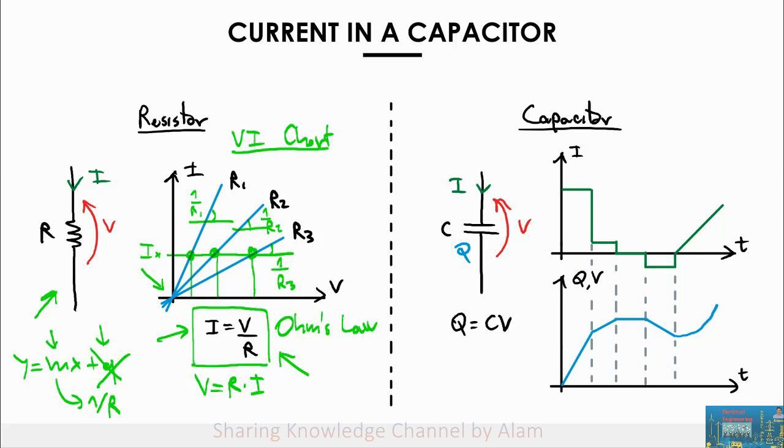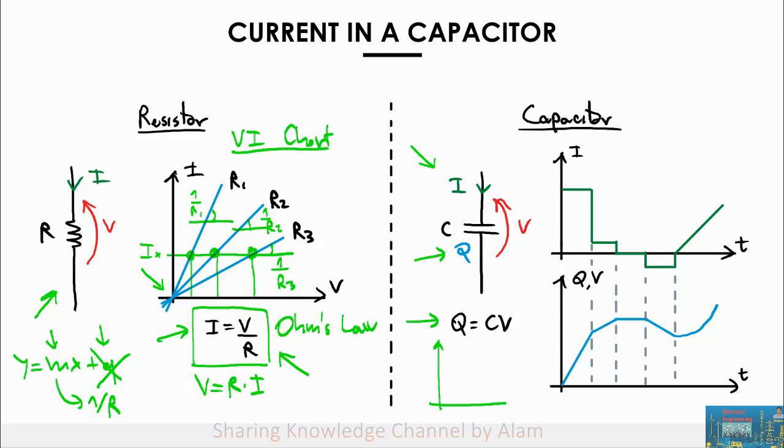Let's talk about the capacitor now. Just as I did for the resistor, I represented a schematic symbol of a capacitor. I indicated the voltage in red, the current in green. This time I also indicated the charge in blue, which is an important parameter for capacitors. Down here I also wrote the equation between the charge stored in a capacitor, the capacitance, and the voltage.